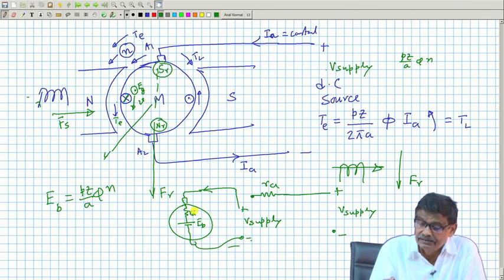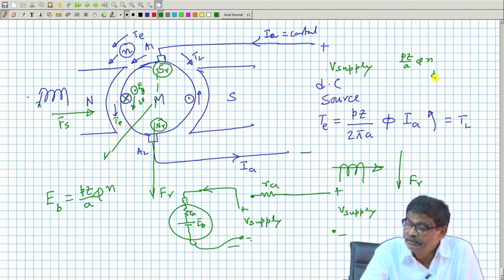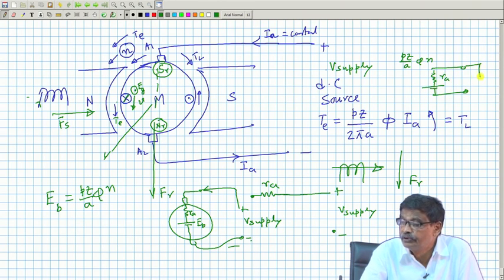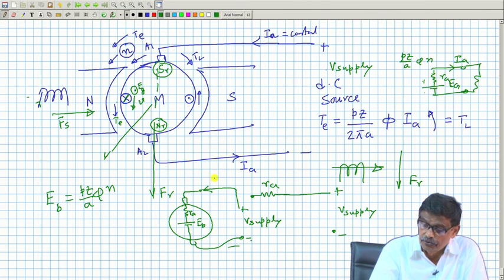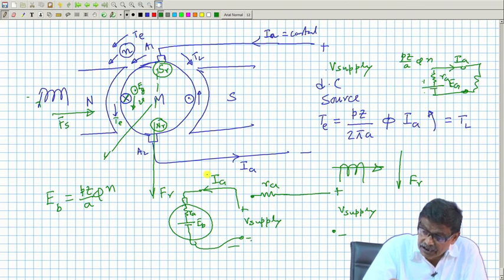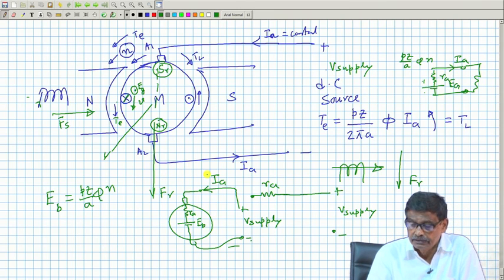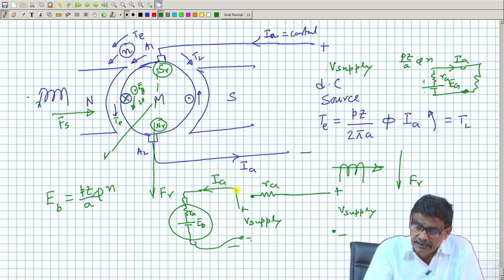In case of generator, the equivalent circuit will be generated voltage, RA and then load resistance, that is all. And armature will deliver current like this. In case of motor, it will draw current, but the direction of the armature current and direction of the generated EMF are in opposite directions. In fact, V supply will be greater than EB, then only it is acting as a motor, drawing power from the supply and doing things.